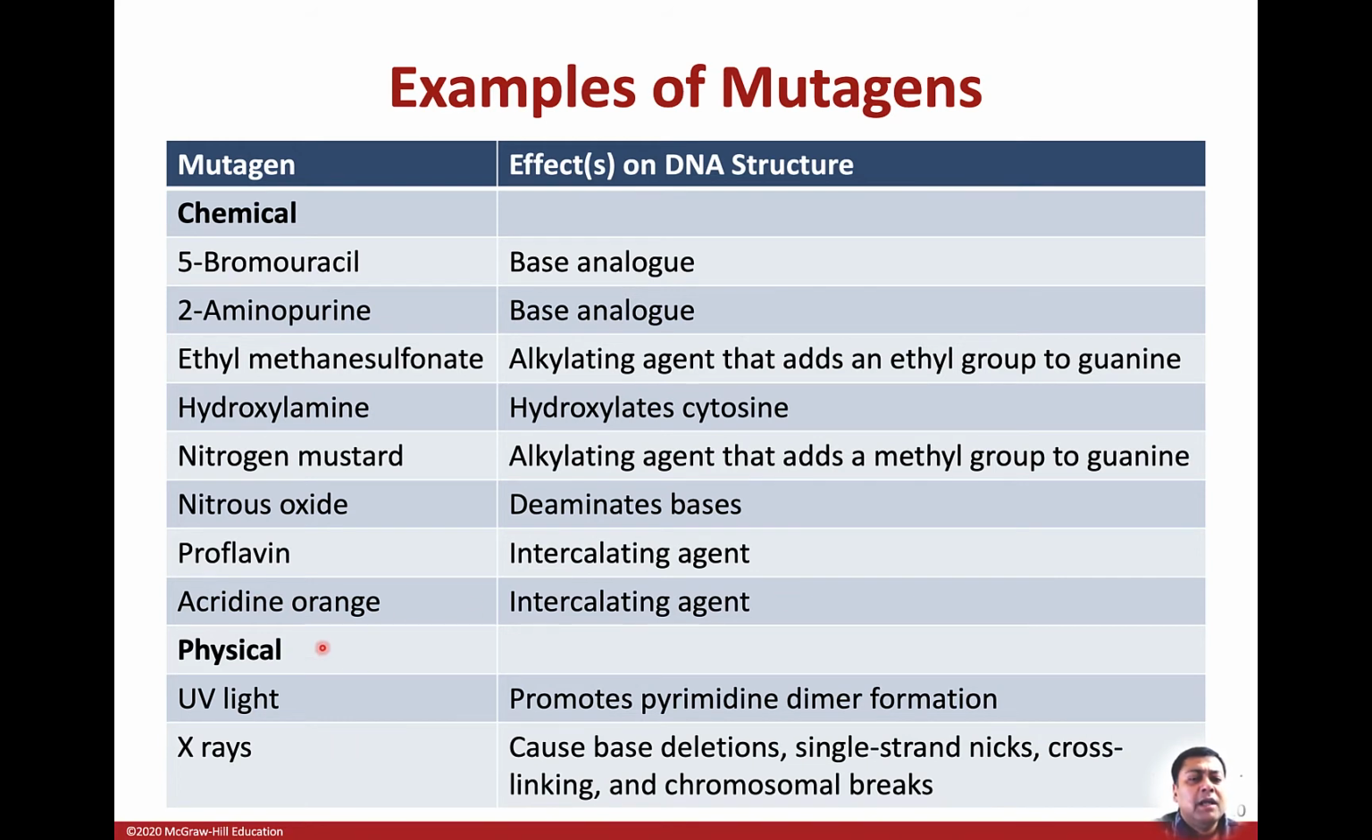On the other hand, the physical mutagens, like ultraviolet light, promote pyrimidine dimer formation, which is usually in between the thymines. We're going to take a look at those. And X-rays can cause base deletion, single-strand breaks, cross-linking, chromosomal breaks. Much more drastic types of mutation can be caused by the X-rays. So these are the different mutagens which can cause what we called, as we talked about first, the spontaneous mutation, but presence of these mutagens can cause induced mutations.